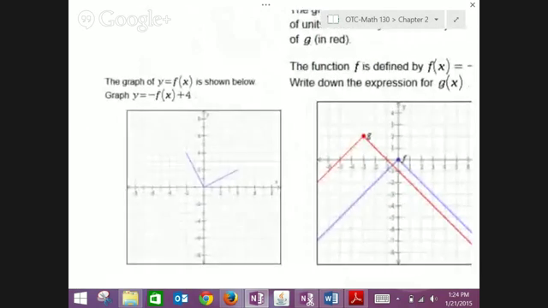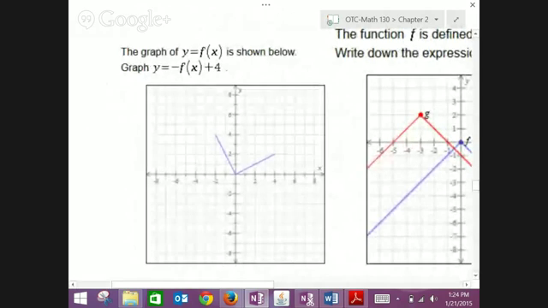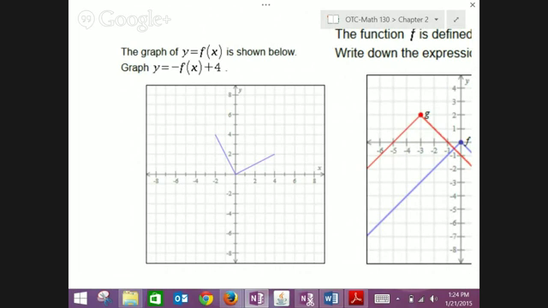Here's two examples that show up on Alex. Here's a graph of a function f of x is shown below. Graph minus f of x plus 4. You have to be very careful with order of operations here. You do multiplication before you do addition. So you have to flip it before you shift it up or down. Right? So the first step is to find what is minus f of x. So minus 2, 4 would then be minus 2, minus 4.